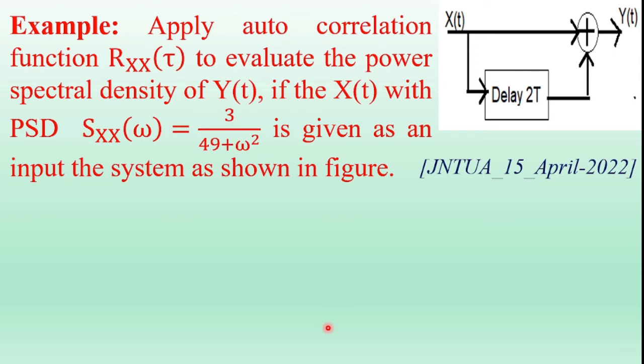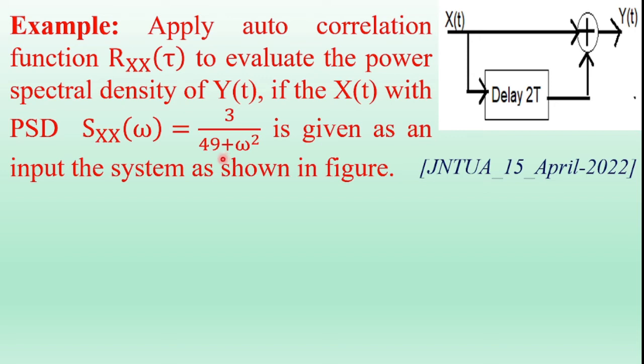This problem is similar to the previous problem. In the previous problem, Sxx of omega was not defined in the given data. Here, from the given data, Sxx of omega is defined. The Sxx of omega value is 3 by 49 plus omega square.